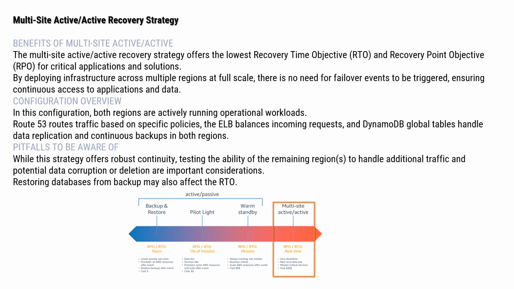In this configuration, both regions are actively running operational overheads. Route 53 routes traffic based on specific policies. The ELB balances incoming requests and DynamoDB global tables handle data replication and continuous backups in both regions. While this strategy offers robust continuity, testing the ability of the remaining regions to handle additional traffic and potential data corruption or deletion are more important considerations. Restoring databases from backup may also affect the RTO.